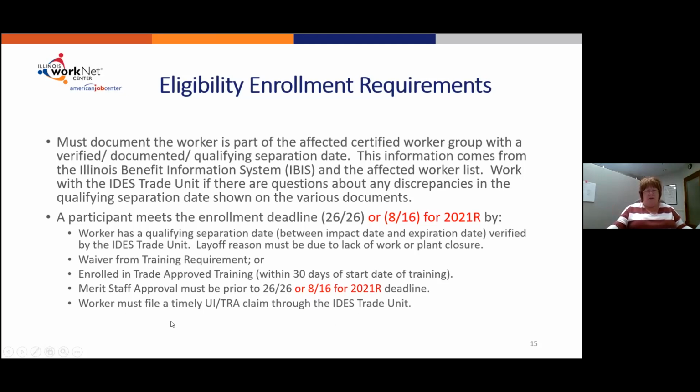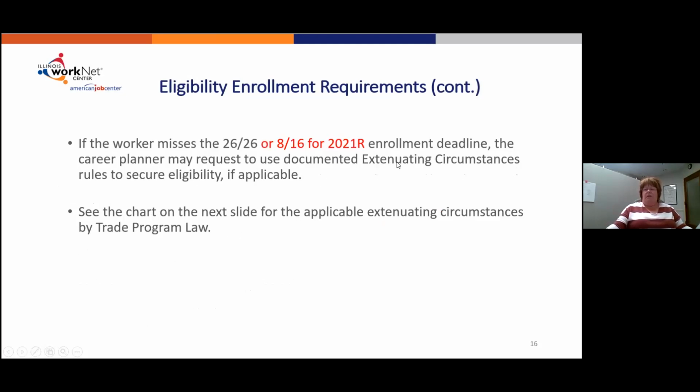Workers must file a timely UI TRA claim through the IDS trade unit. And there are some cases like these extenuating circumstances. There are several that can't be used depending on the program that the person is eligible under. If they miss that deadline for some reason, we will cover those in a later training session, but there are some that are available for that. And we've got some on this next slide that walks through on the various programs what kind of extenuating circumstances can be used.